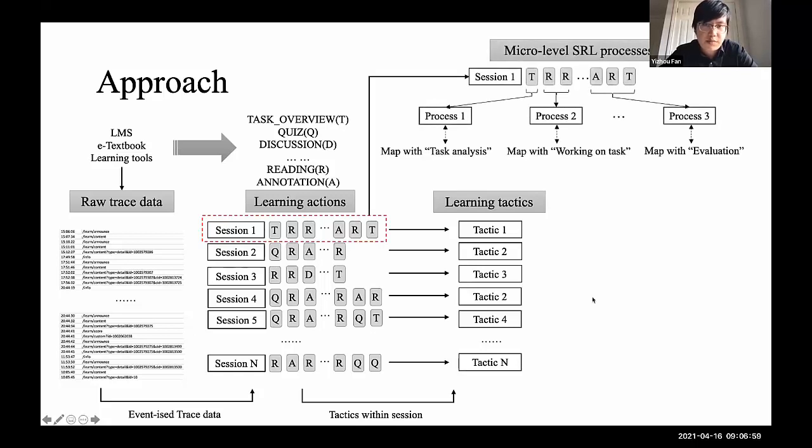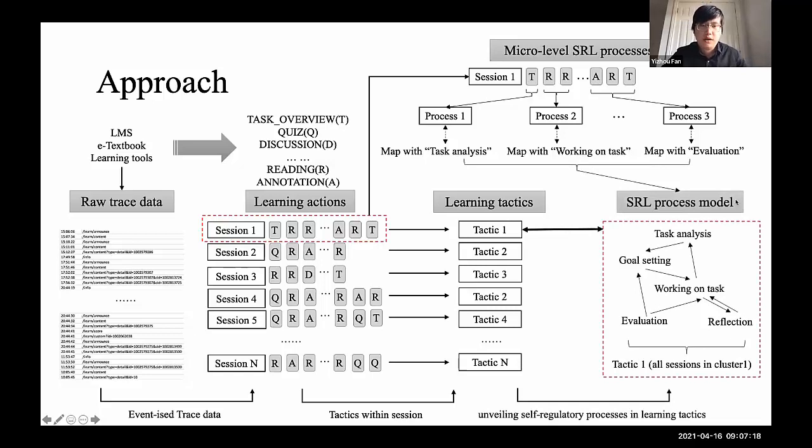We created a process library to interpret actions and action sequences, or action patterns, into specific micro-level SRL processes. For example, we interpret some action sequences into evaluation, working on task, or task analysis. In this way, we can translate all the actions into SRL processes and use process mining algorithms, for example, pMiner, as John shared yesterday, to model the SRL process models. For example, here is what can be considered an SRL process model for tactic 1, and we can generate the process model for all the tactics.